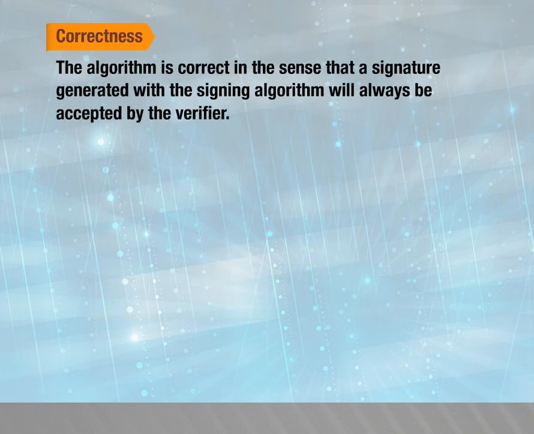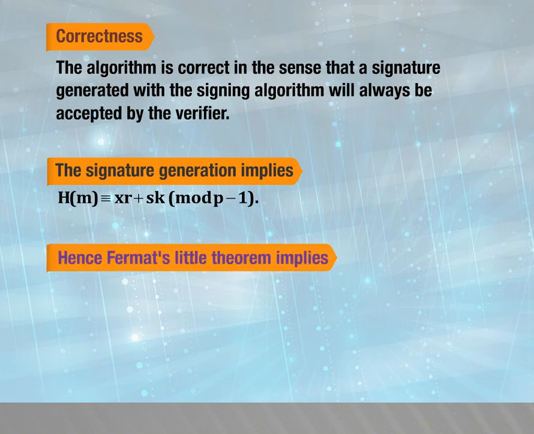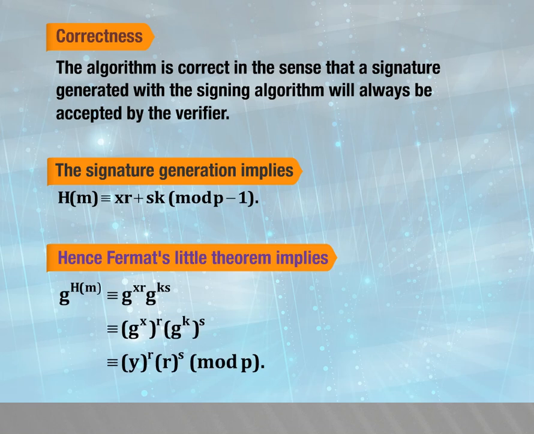Correctness. The algorithm is correct in the sense that a signature generated with the signing algorithm will always be accepted by the verifier. The signature generation implies H(M) is congruent to XR plus SK mod p minus 1. Hence, Fermat's little theorem implies G^H(M) is congruent to G^(XR) into G^(KS), which is congruent to (G^X)^R into (G^K)^S, which is congruent to Y^R into R^S mod p.